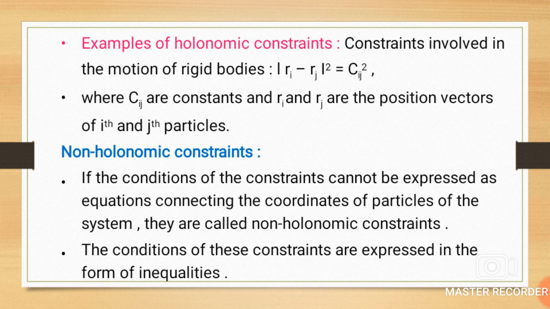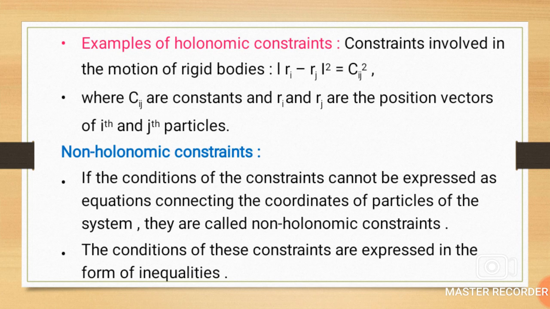Now the second type is the non-holonomic constraint. If the condition of the constraint cannot be expressed as an equation connecting the coordinates of the particles of the system, it is called a non-holonomic constraint. In a holonomic constraint, we can express the constraint in the form of an equation, but in the case of a non-holonomic constraint the condition is opposite, that is, we are not able to express the constraint in the form of equations. So this type of constraint is known as the non-holonomic constraint.